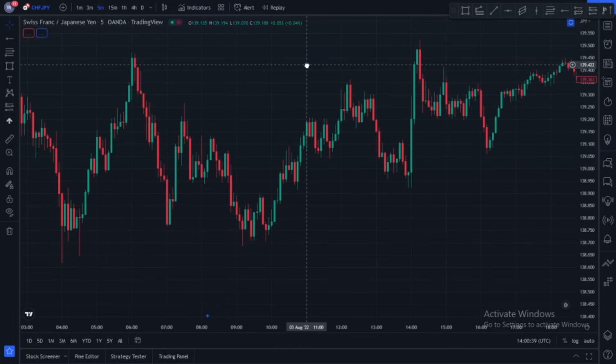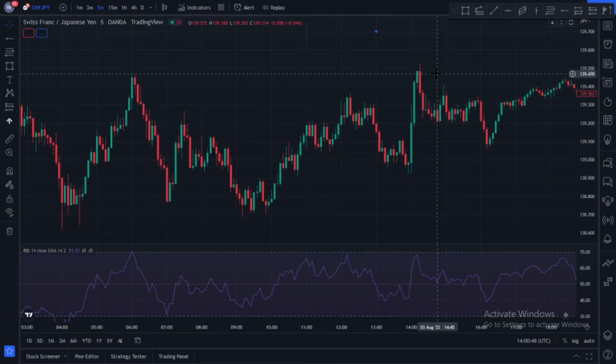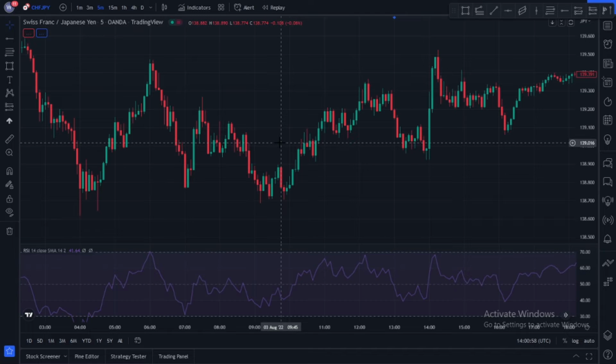Divergence, in simple words, means that the price movement and the indicator are opposite. When the price goes up, the indicator goes down, and when the price goes down, the indicator goes up. In divergences, priority is given to the indicator. If it goes up, the price will go up in the future, and if it goes down, the price will go down in the future.